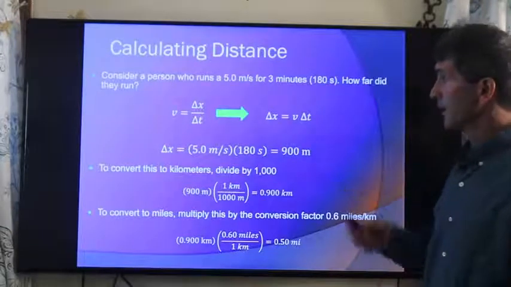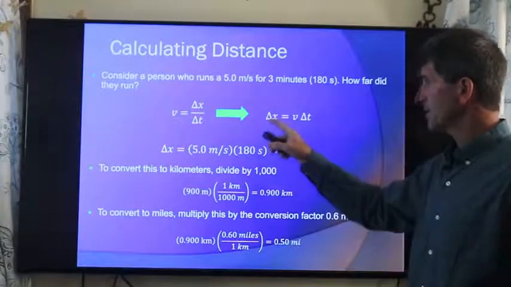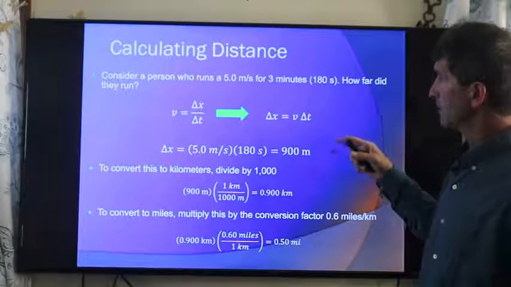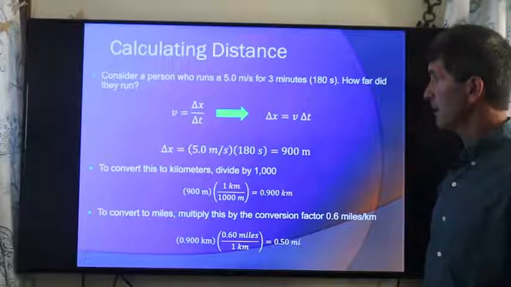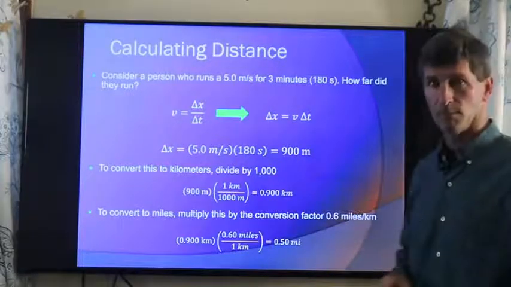Of course, we can calculate distance from speed and time. Just rewrite this equation as distance is equal to speed times time. A person runs at a rate of 5 meters per second for 3 minutes. How far did they run? 900 meters.